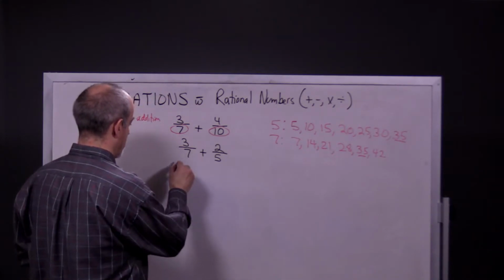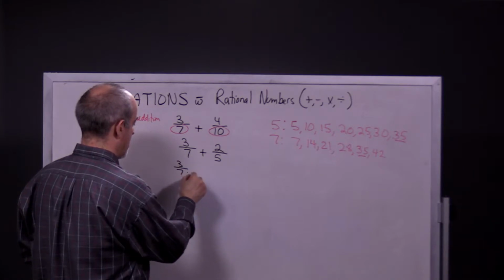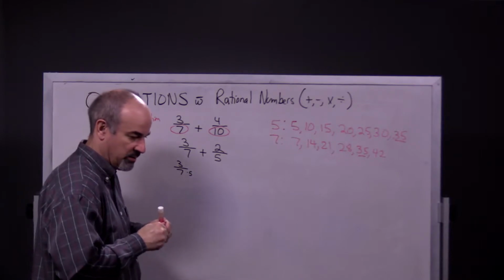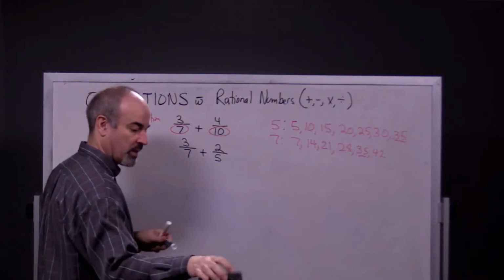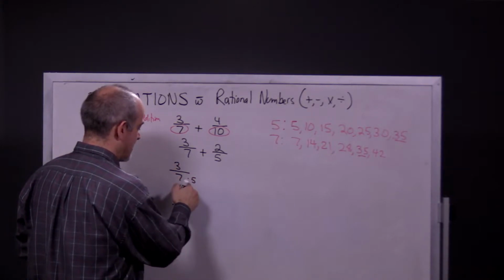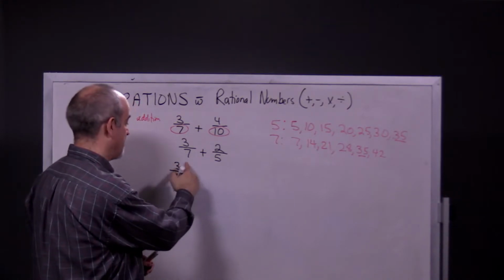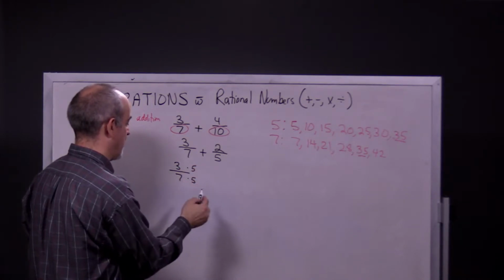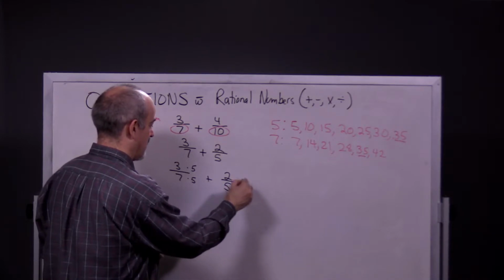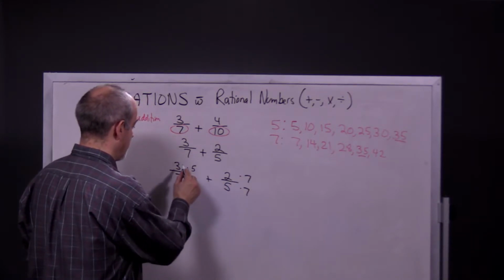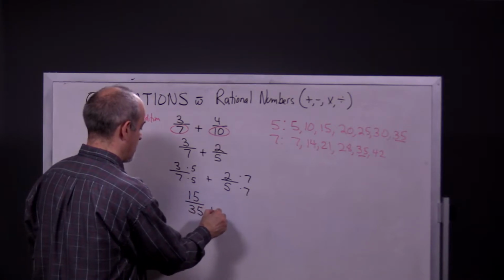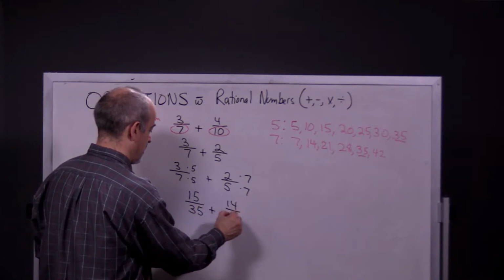So I'm going to multiply this denominator by 5. Let me write it a little bit bigger. But you can't just multiply the bottom by 5 without multiplying the top by 5, because that would change the value. So you have to multiply the top and bottom by 5. Here you have to multiply top and bottom by 7. So you're going to get 15 over 35 plus 14 over 35.